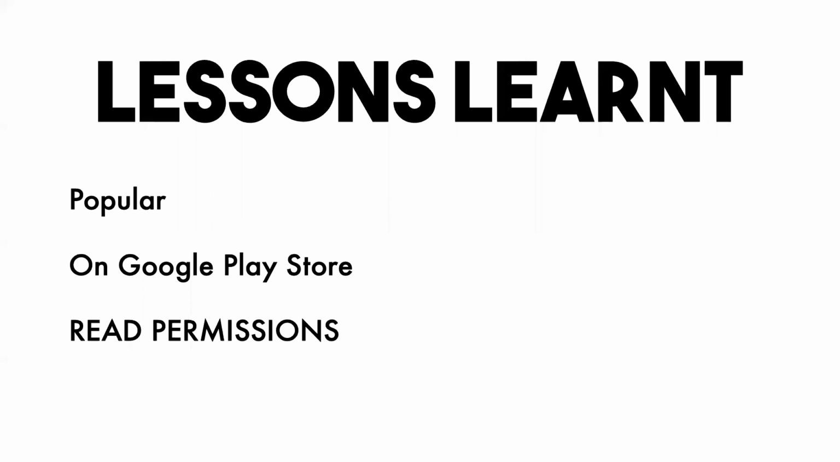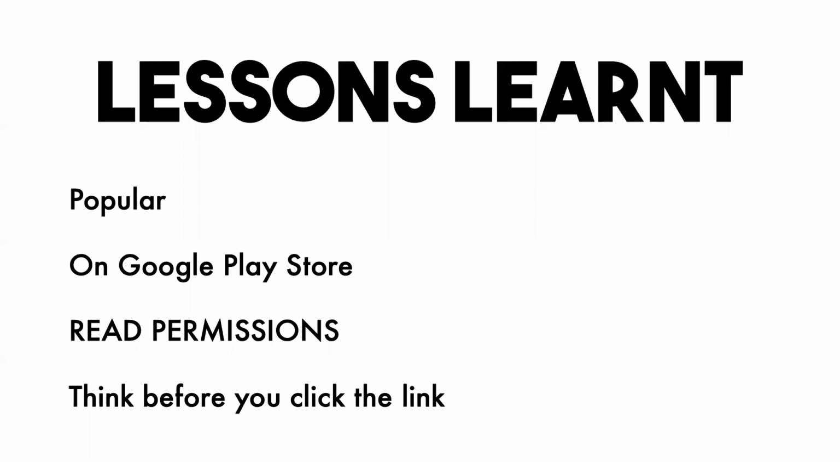So read the permissions. There are probably applications that do need 49 permissions, but a keyboard is probably not one of them. It's contextual: why does this application need these particular permissions? The underlying thought of this is, think before you click the link. Look at the permissions. Look at what the application's doing.